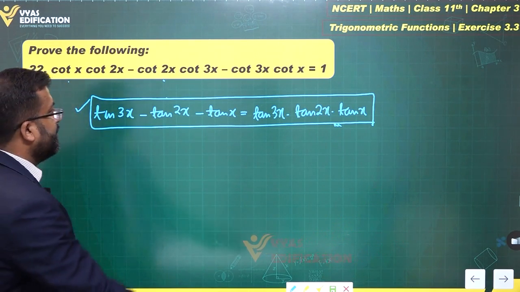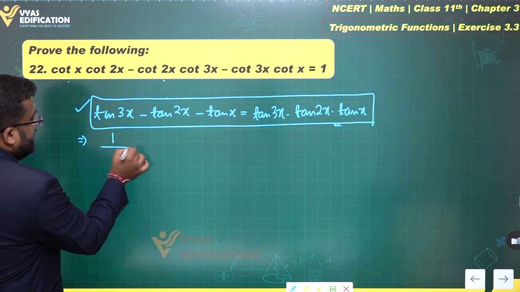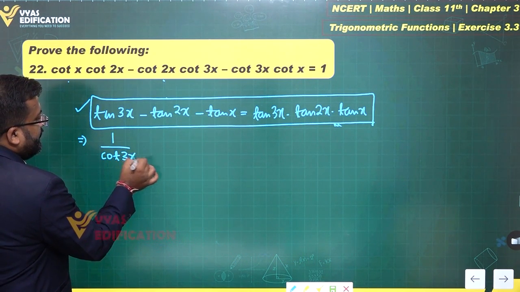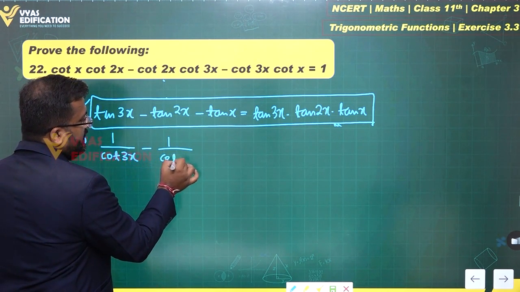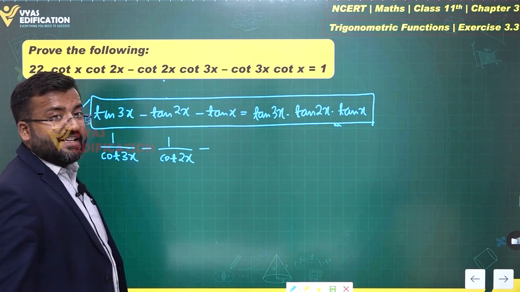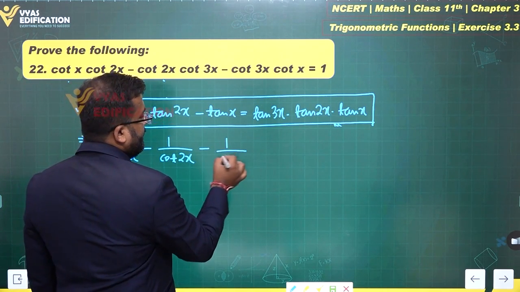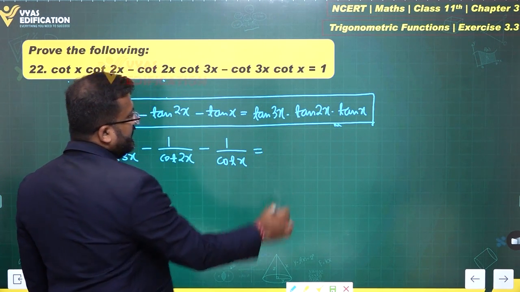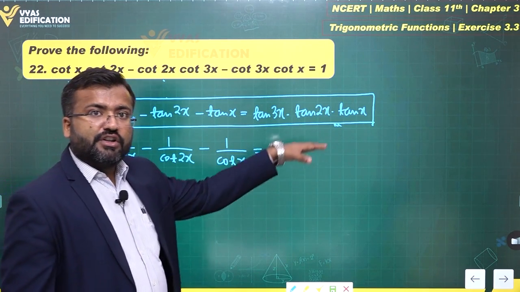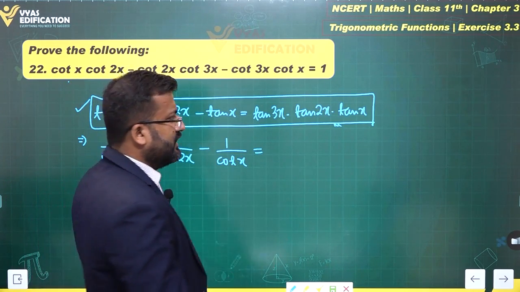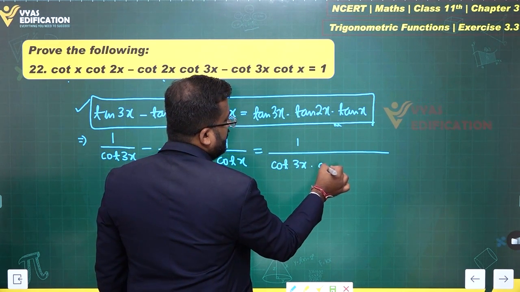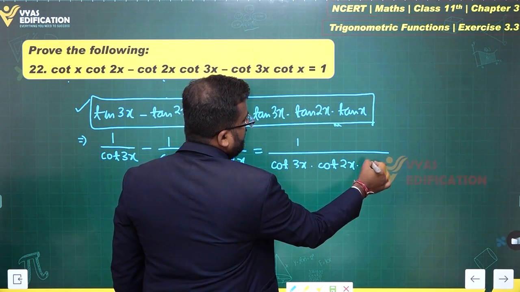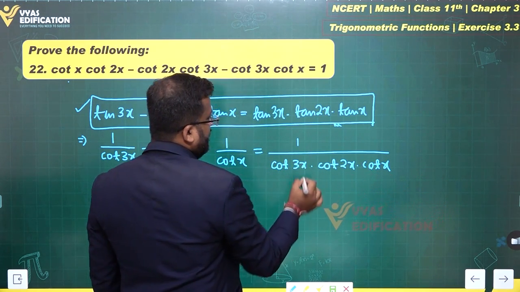Let's use that result. Tan 3x can be done as 1 upon cot 3x minus, this is tan 2x, which can be done as cot 2x. Tan x can be done as cot x. This is further equal to 1 upon cot 3x, 1 upon cot 2x, 1 upon cot x. So this is 1 upon cot 3x, cot 2x, cot x in the denominator.